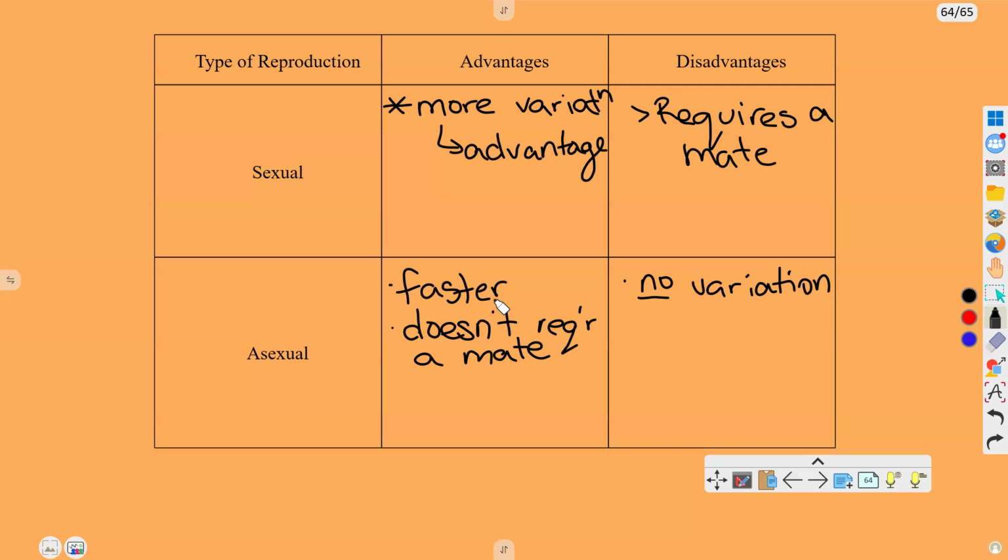Asexual is a lot faster, and you don't need to have a mate. You can produce your offspring all by yourself. The downside is, with the exception of mutations, you have no variation. So again, if there's a change in the environment to the detriment of your traits, your species might be out of luck.